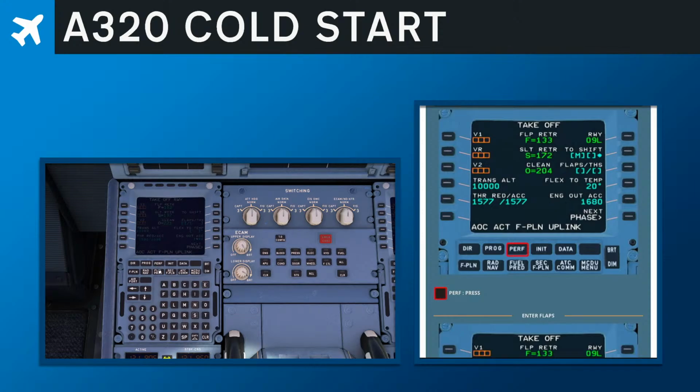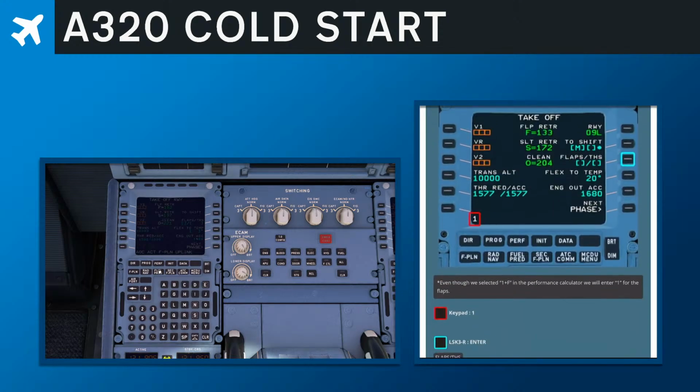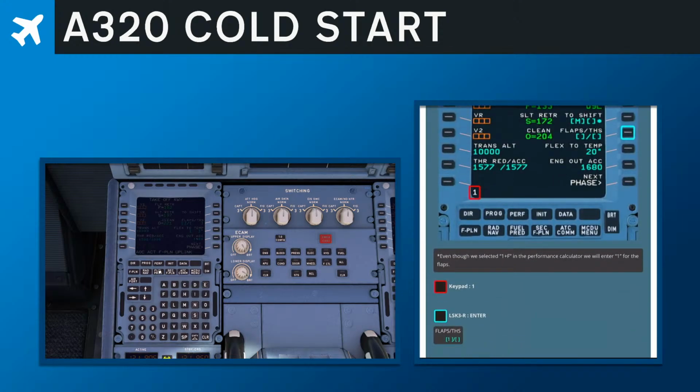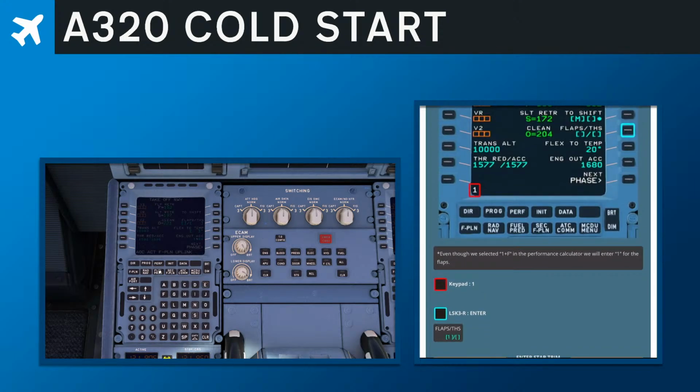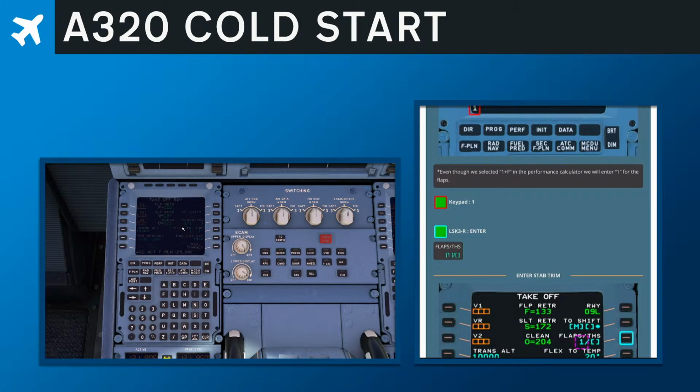Right, now, check, done. So we're in takeoff mode, and we now need to press the flaps for this. So for this, we press 1 on the keypad. So we press 1 on the keypad, and we press enter, and you can see that flaps has been entered in there. Okay, so we've done that.